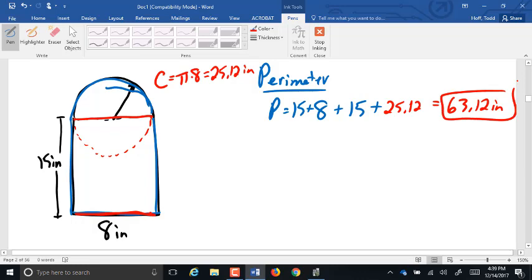Oops, what did I forget to do? This is only half a circle. So we're going to divide that by 2. It's 12.56 inches. So 15 plus 8 plus 15 plus 12.56, that's actually 50.56 inches perimeter.